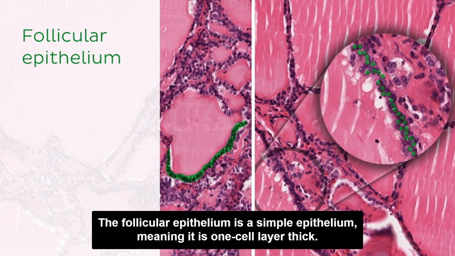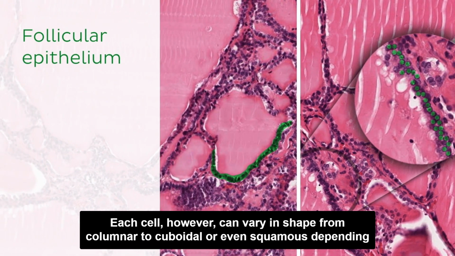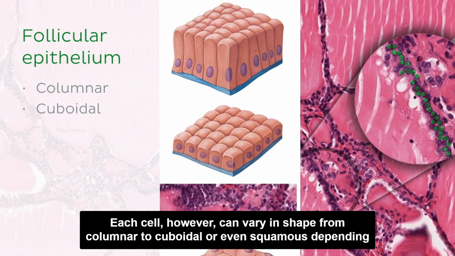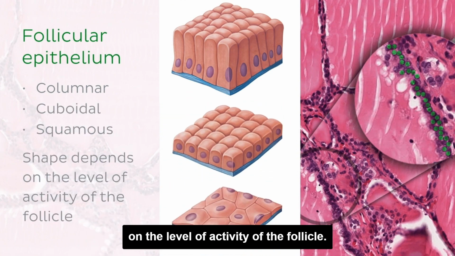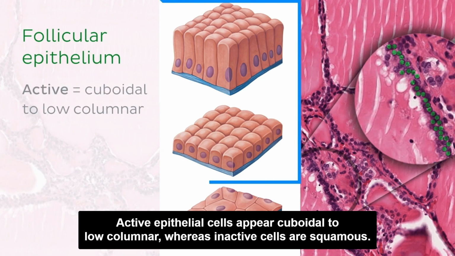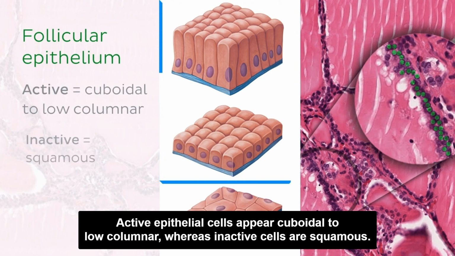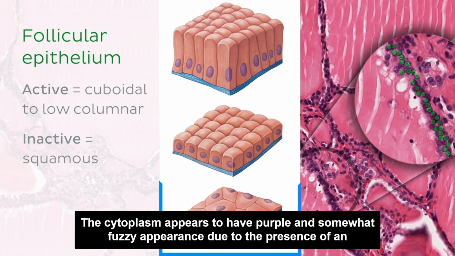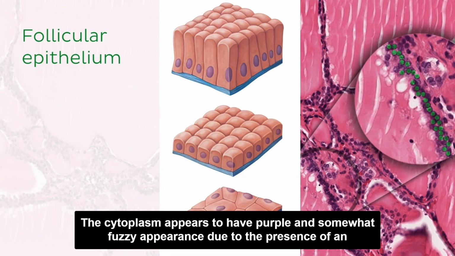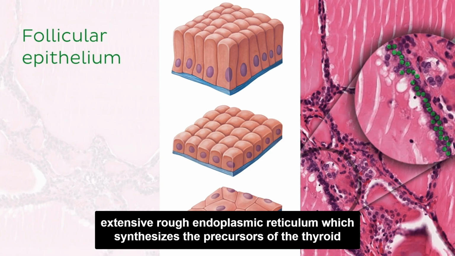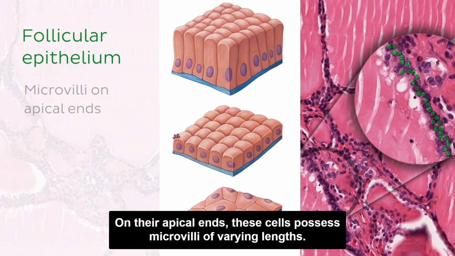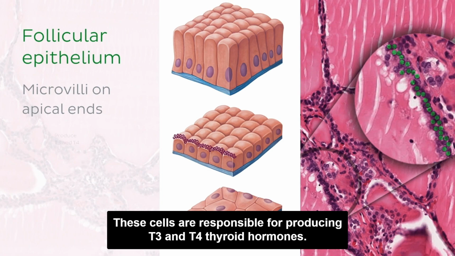The follicular epithelium is a simple epithelium, meaning it is one cell layer thick. Each cell, however, can vary in shape from columnar to cuboidal or even squamous, depending on the level of activity of the follicle. Active epithelial cells appear cuboidal to low columnar, whereas inactive cells are squamous. The cytoplasm appears to have a purple and somewhat fuzzy appearance due to the presence of an extensive rough endoplasmic reticulum, which synthesizes the precursors of the thyroid hormones. On their apical ends, these cells possess microvilli of varying lengths. These cells are responsible for producing T3 and T4 thyroid hormones.